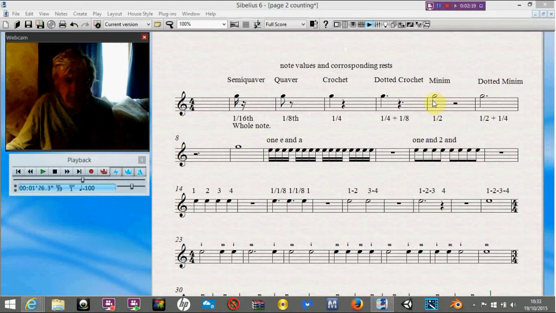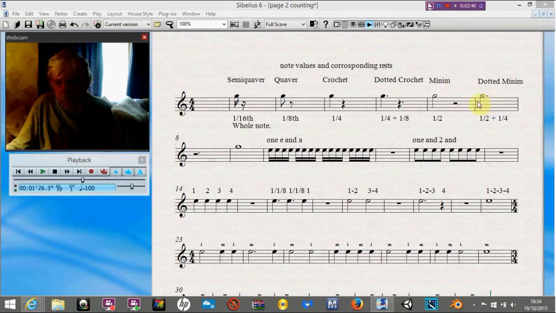Hard to explain. Did I explain that right? It goes for 2 beats, but it doesn't sound 2 beats. You get 1 beat, 1, 2. So that's a minim with a corresponding minim rest that comes off this ledger line and pokes up.